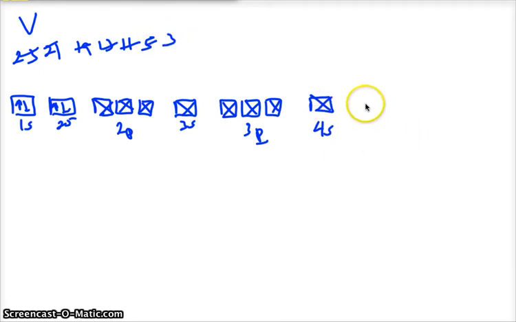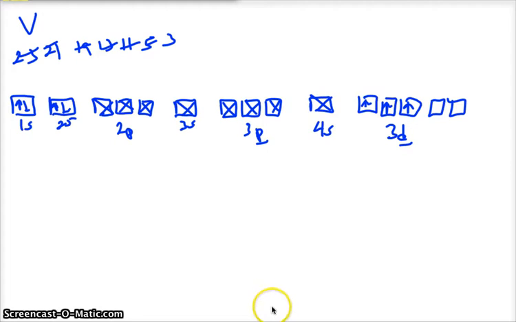After 4s is 3d. Now d sublevels have 5 orbitals, so we have 5 boxes. We only have 3 electrons. Hund's rule says, hey, let's spread out. We don't want to sit next to each other. So spread these electrons out. We'll have 3 electrons in the first 3 boxes, and the last 2 boxes will be empty. So that is a second example. That would be for vanadium.